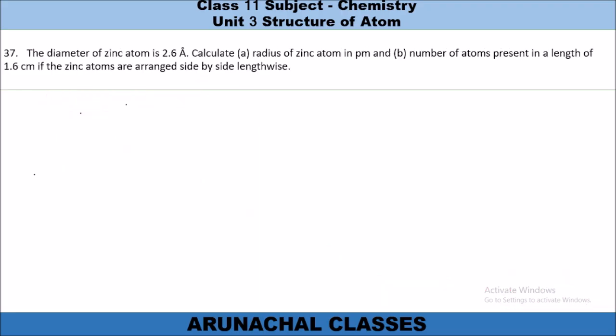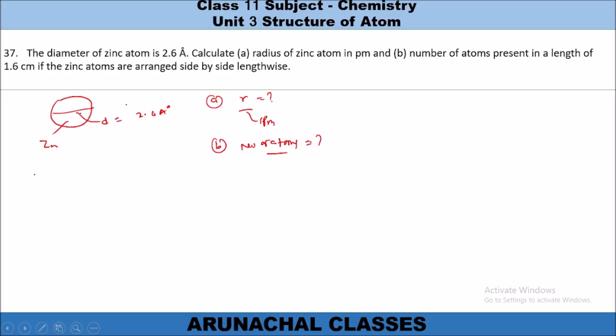Moving to question number 37. In question 37 it is given that the diameter d of a zinc atom is 2.6 angstrom. We have to calculate the radius of the zinc atom in picometer. Second, we have to calculate the number of atoms present in a length of 1.6 centimeter, like in this way, arranged side by side.